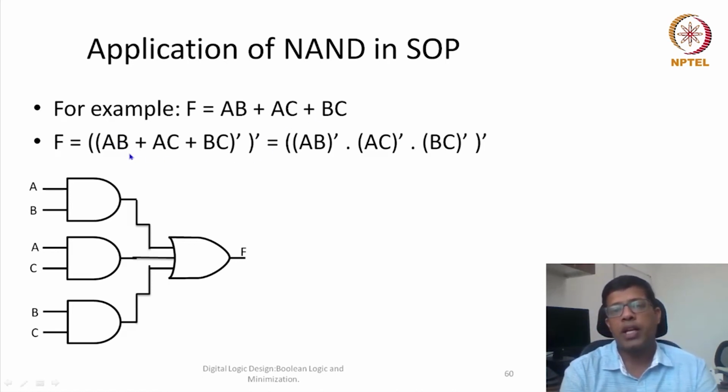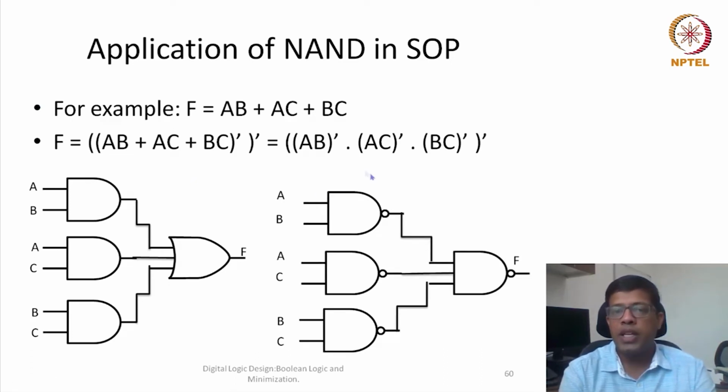Now again, if I apply De Morgan's law, all the terms should be inverted and plus should be converted into dot. So effectively what I am saying is: the inverted output of A and B, the inverted output of A and C, the inverted output of B and C, then I'll product all of them, and then take another inverted output, which would be equivalent to F. So essentially I am creating all these NAND gates.